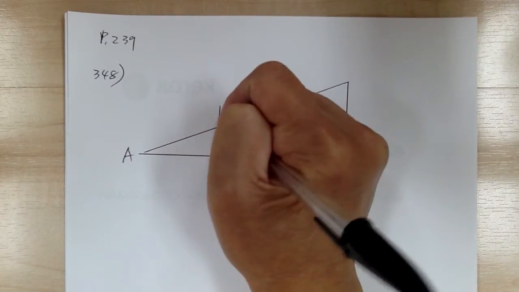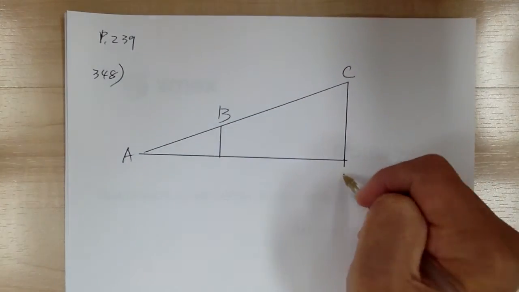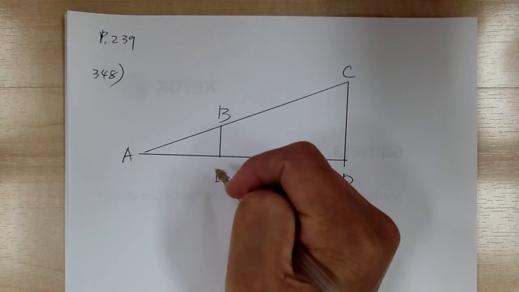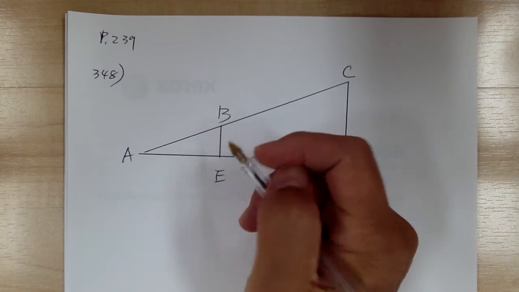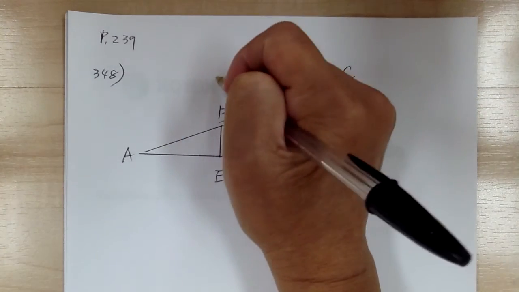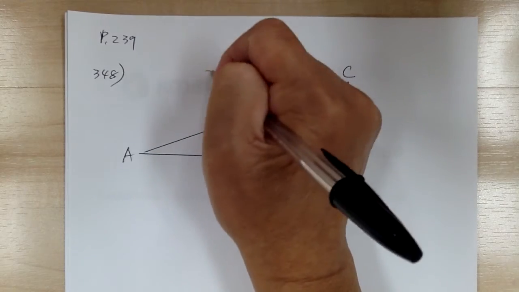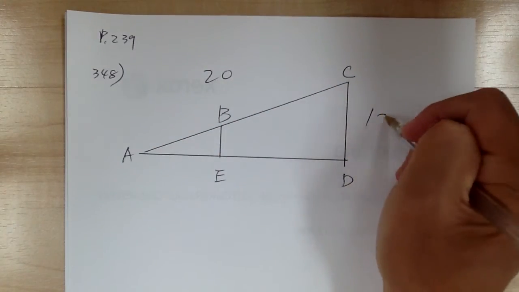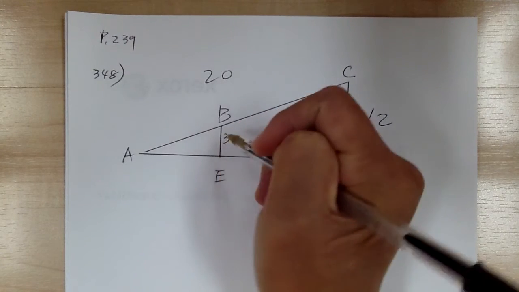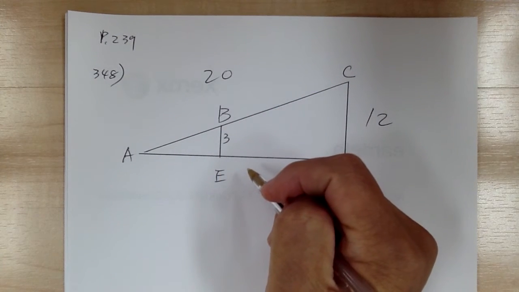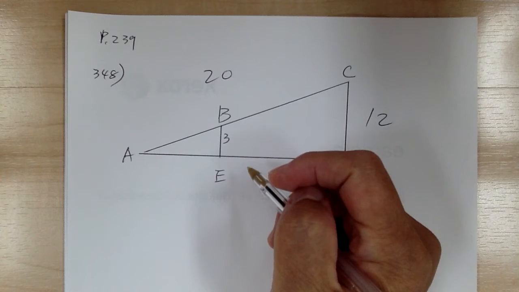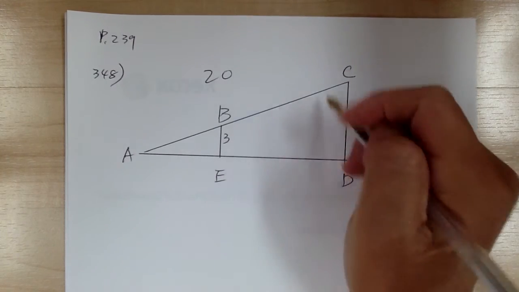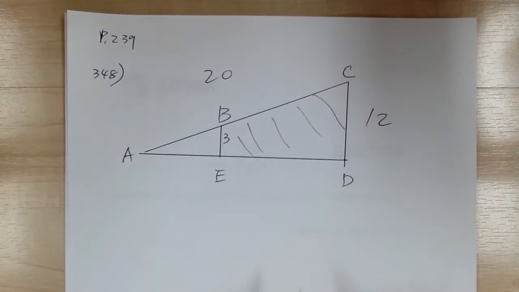So this is A, B, C, D, E. If AC is equal to 20, so because this is the whole length, I'm going to write it big out here. And CD is 12, BE equal to 3. And you're looking for the area of BCDE. So you're looking for this area right over here. Okay.